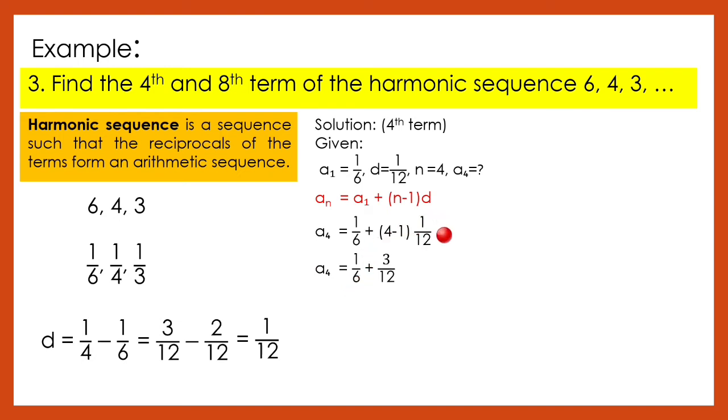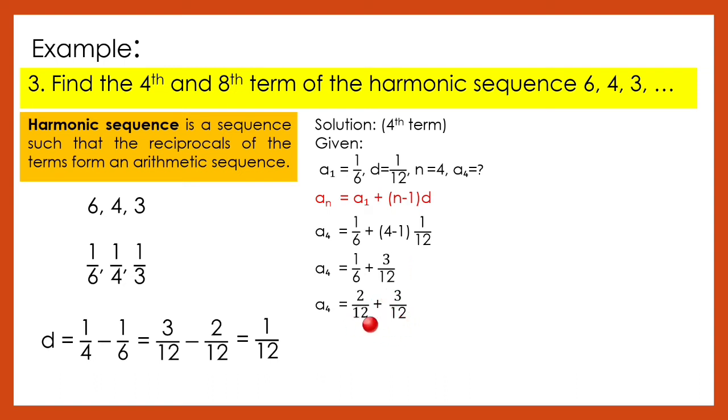Multiply natin sa 1 over 12, that is equal to 3 over 12. Then, let's add. So, the similar fractions, gawin natin similar fraction. So, ang GCF is 12. So, dapat ang denominator natin is 12. 1 over 6 is equal to 2 over 12 plus 3 over 12.